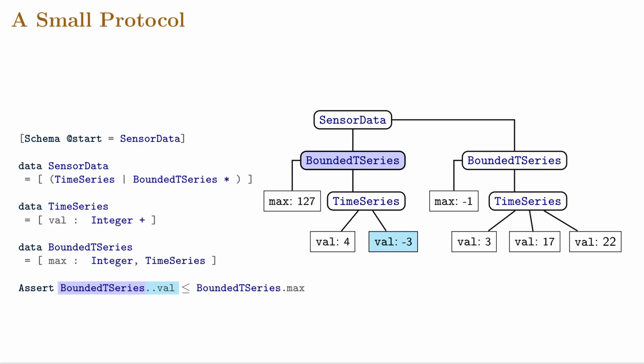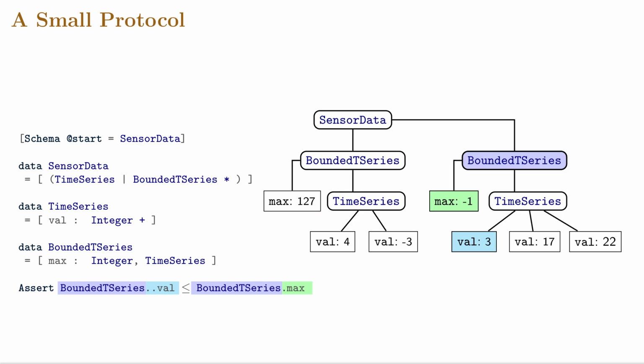Now, if we have two or more different path variables with the same prefix in an assertion, then the semantics of our language guarantee that these are going to bind to the same node in the network packet. So that means that this rule that you see here is going to only compare maximum values and individual values within the same bounded t-series, because the bounded t-series part of this path variable is always going to be the same node for both of them. So here we're going to compare 4 against 127, -3 against 127, and then when we move over to the next max value, so -1 over here, we're only going to compare that against the values on the right-hand side time series. And here we actually see our first violation.